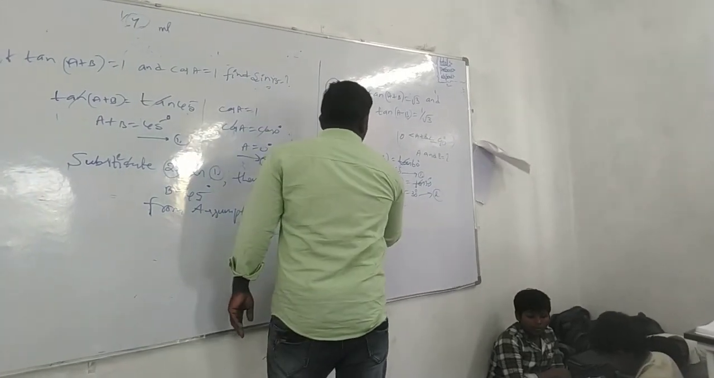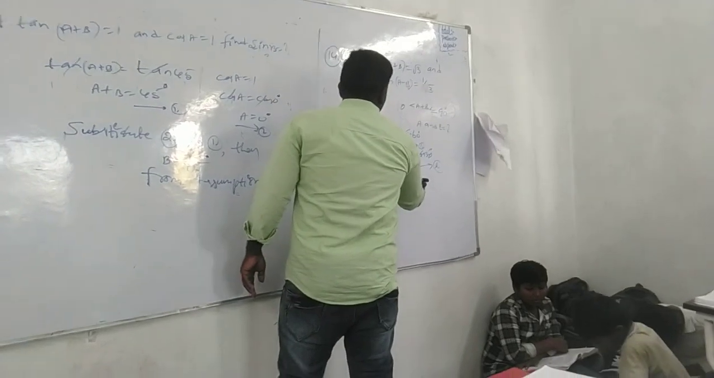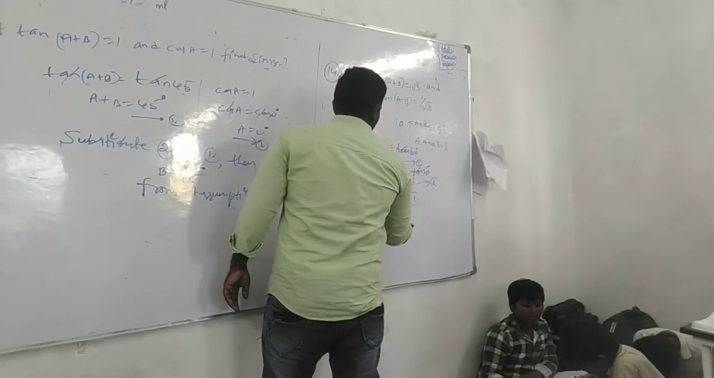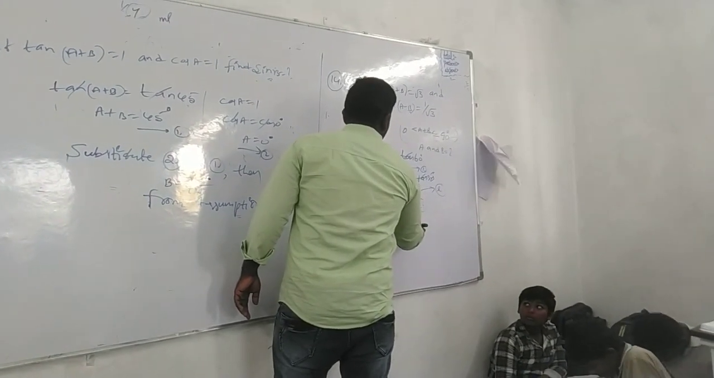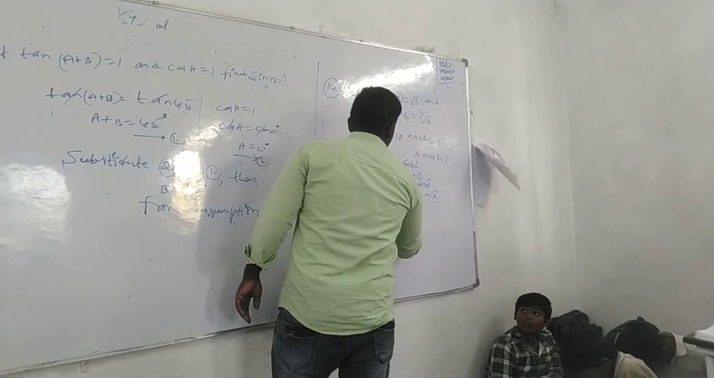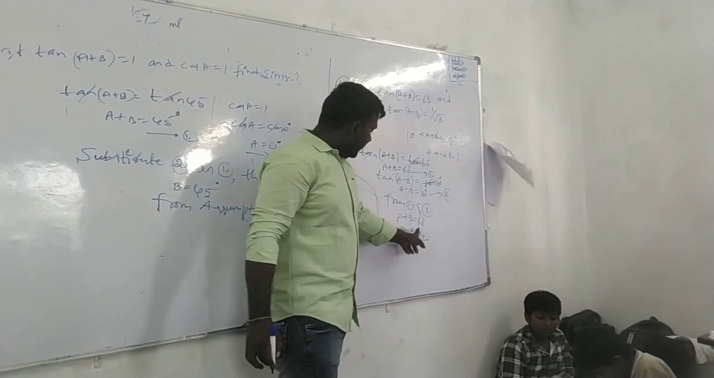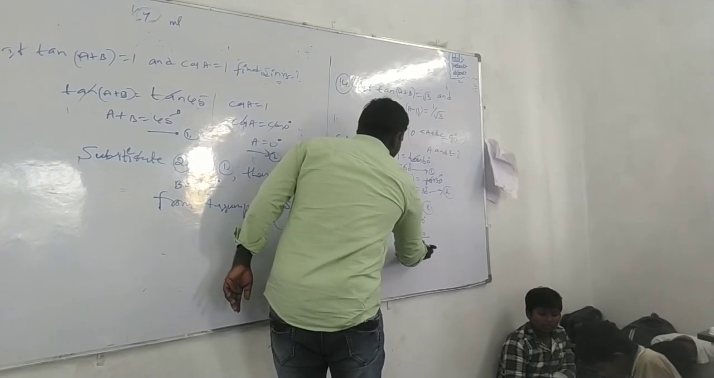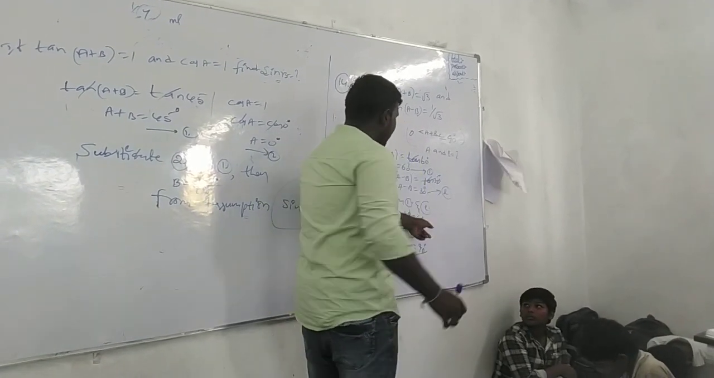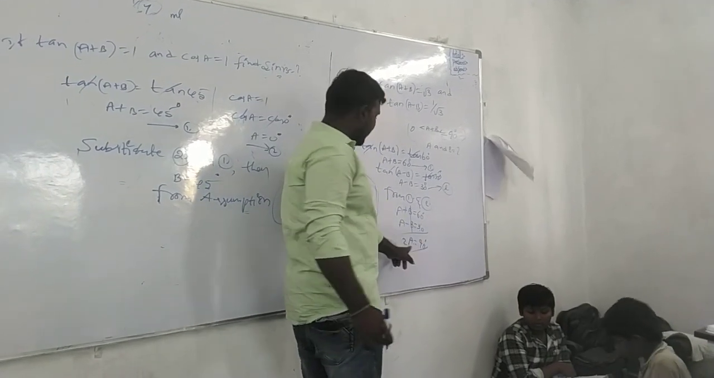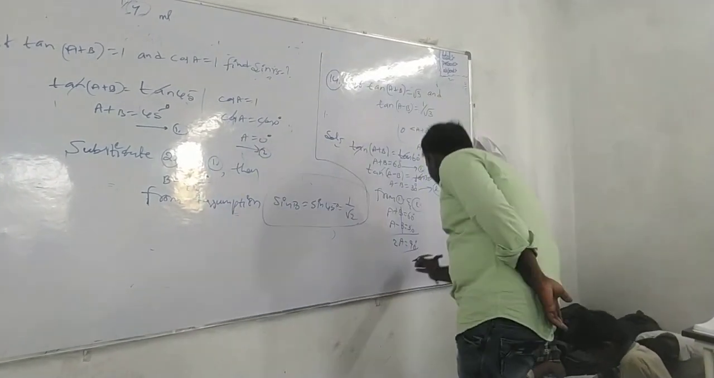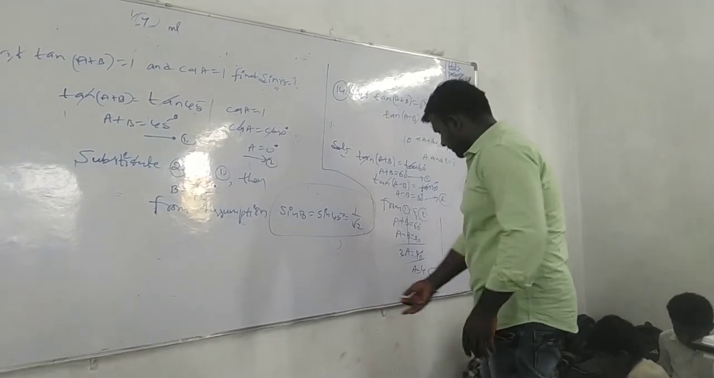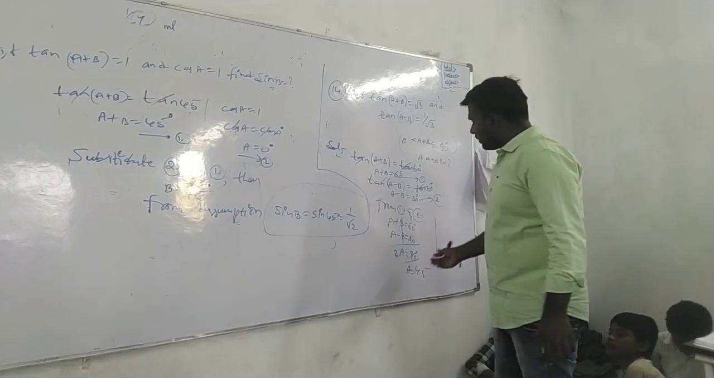From equations 1 and 2, A plus B is equal to 60. Next, A minus B is equal to 30. But see here, A plus B and minus B cancel. A plus A, 2A is equal to 30 plus 60, total 90. Then A is equal to how much? A is equal to 45. We found the A value successfully.